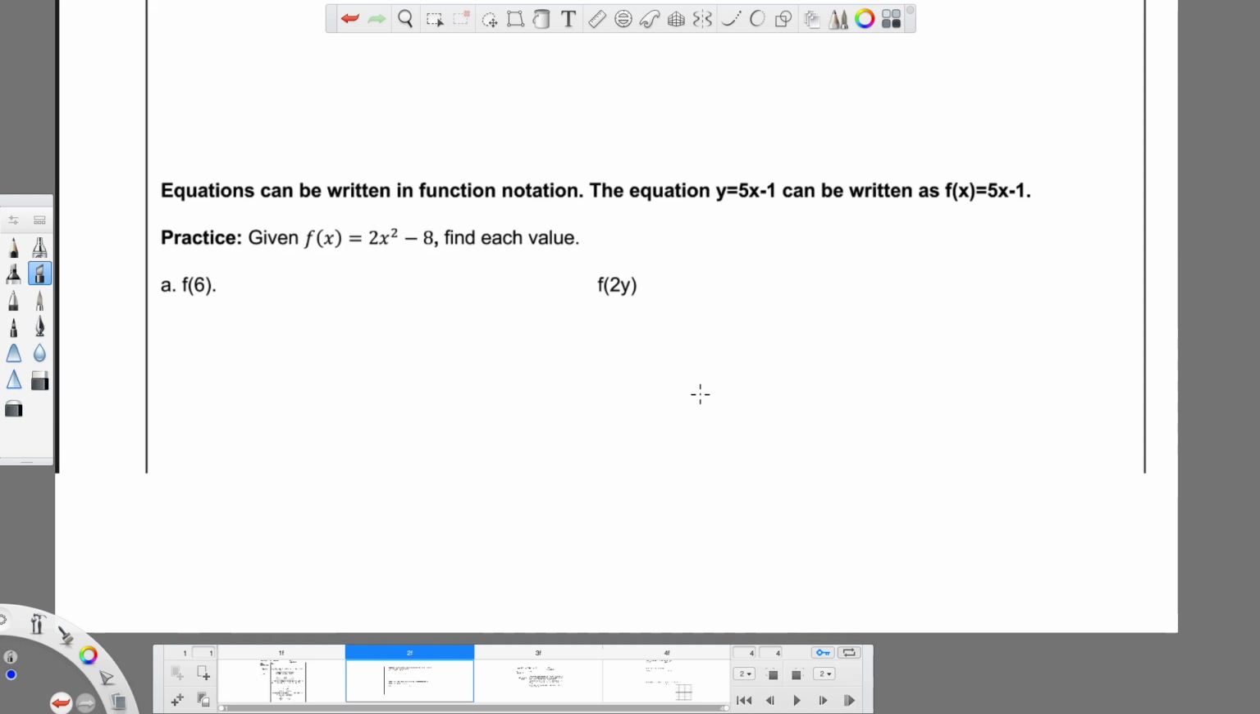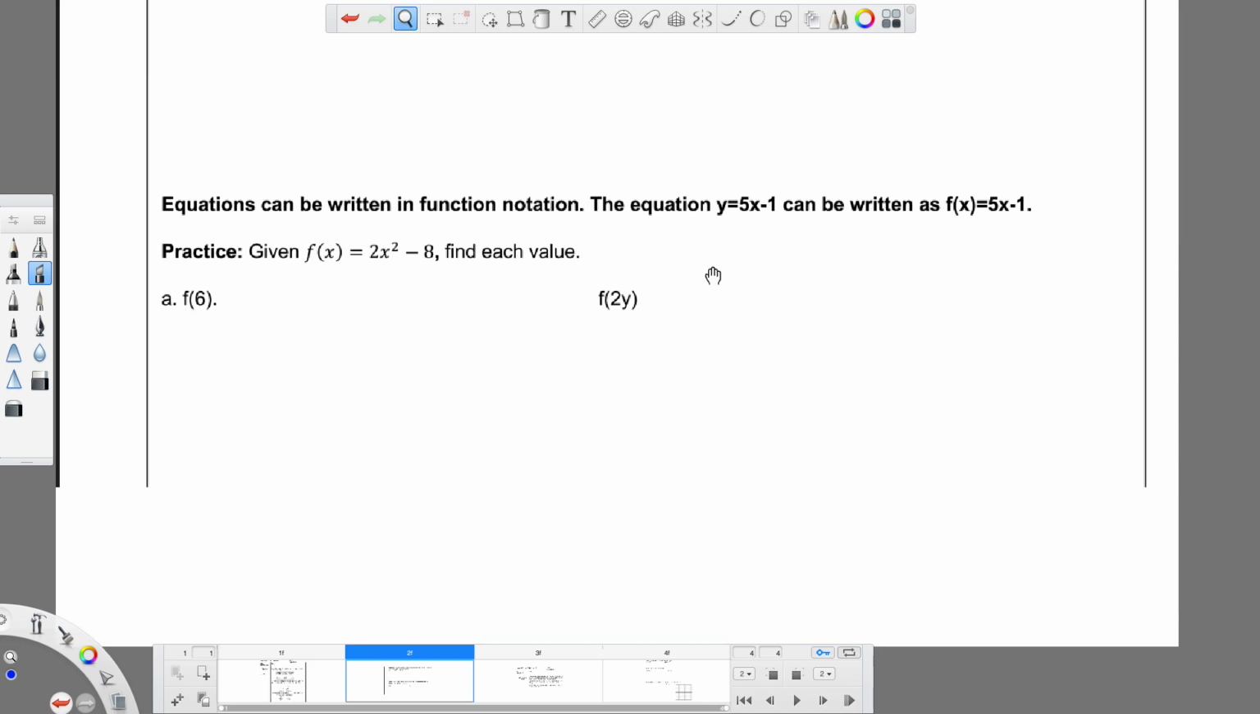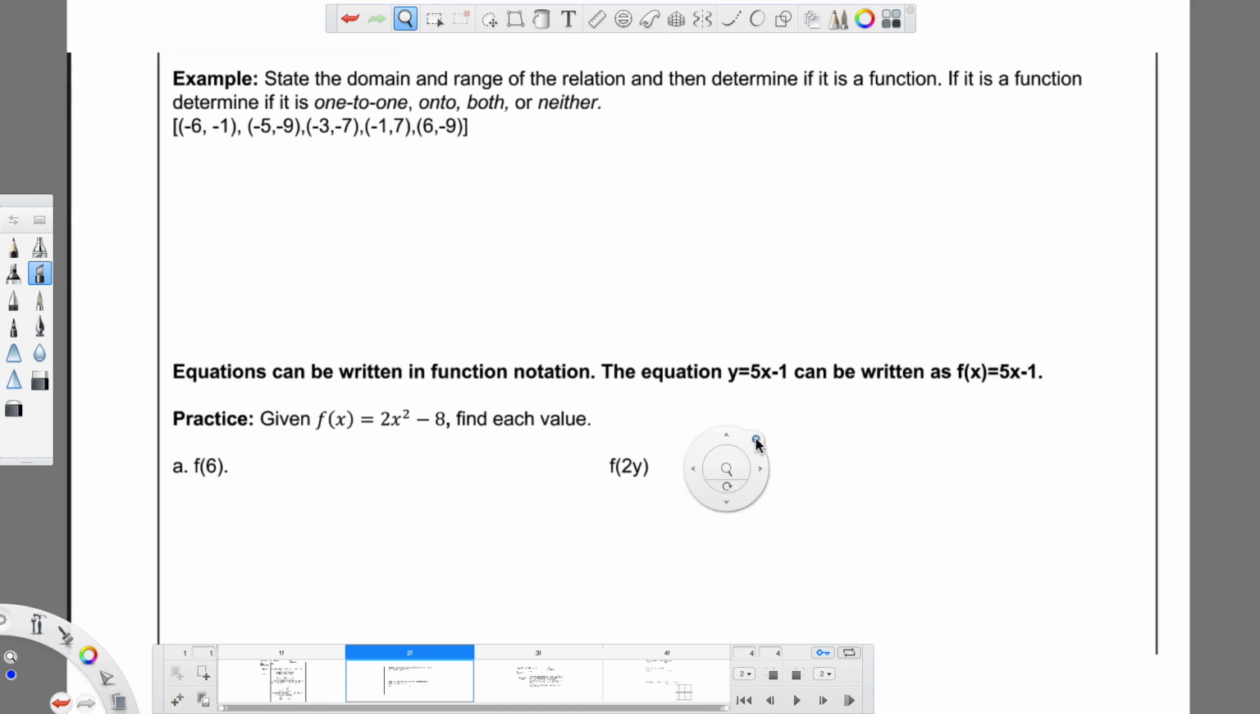I think I need to scoot up because I think there's an example. There is. All right, state the domain and the range of the relation and then determine its function if it is a function. If it is a function, determine if it's one-to-one, onto, both, or neither. So domain and range, you're going to have buttons to push on Alex to do this.